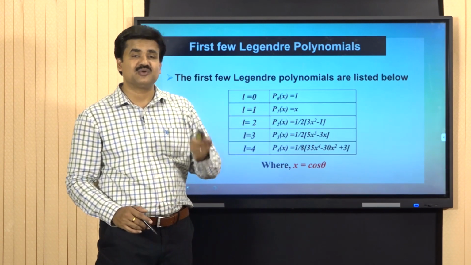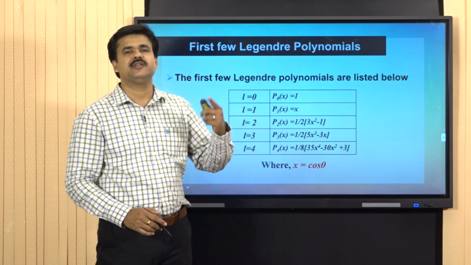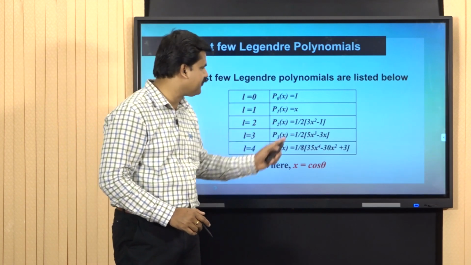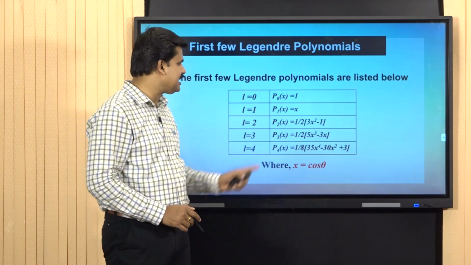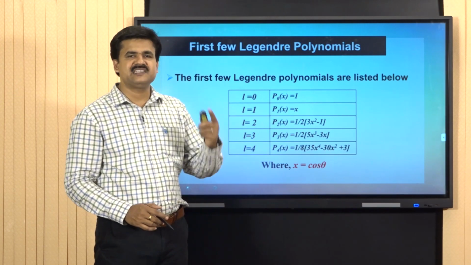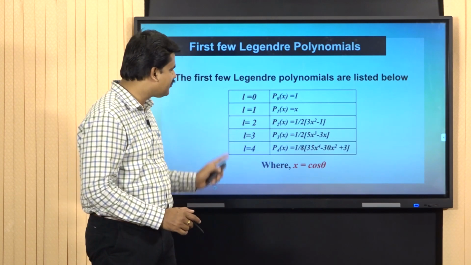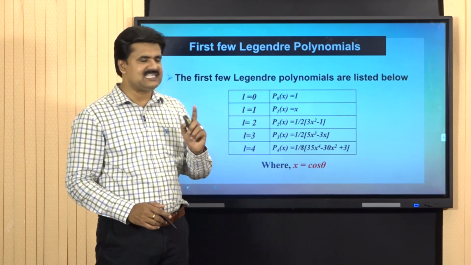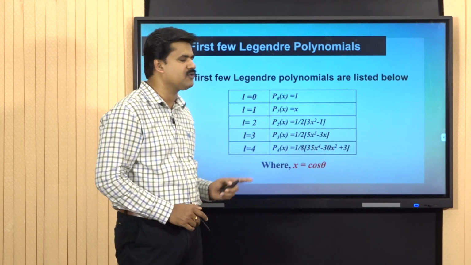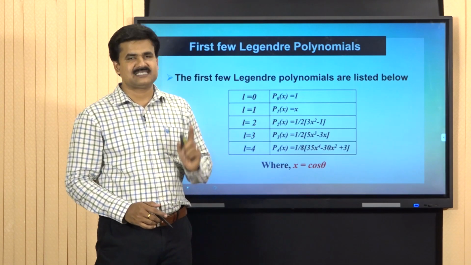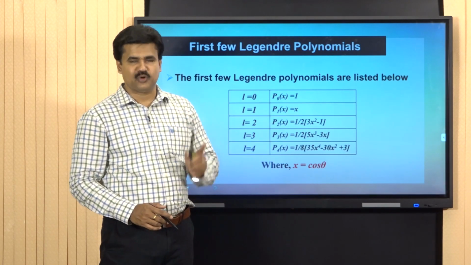x is nothing but cos theta. And if L is equal to 2, we get P2(x), which is numerically equal to half of (3x square minus 1). If L is equal to 3, we get P3(x), that is simply half of (5x cube minus 3x). And for L equal to 4, we get P4(x), and its value is 1 by 8 into (35x raised to 4 minus 30x square plus 3). This is about the first few Legendre polynomials.